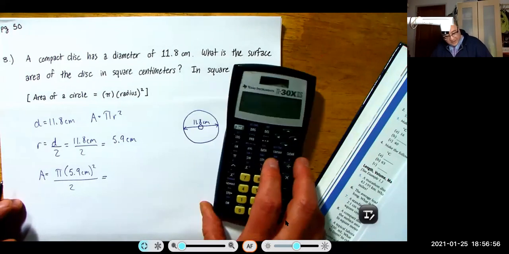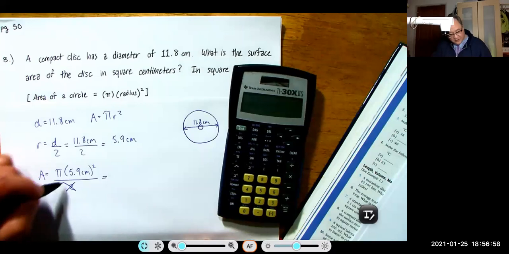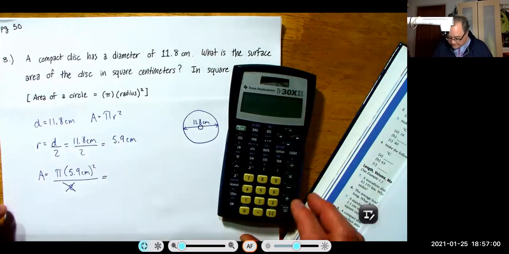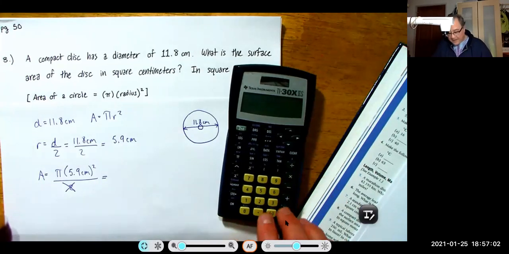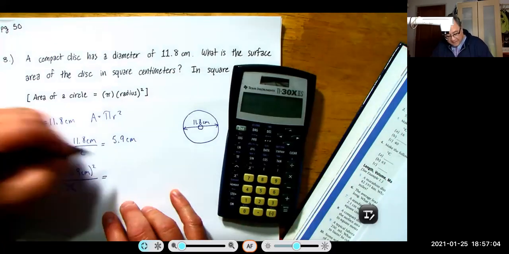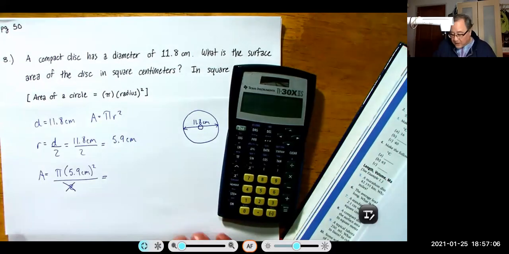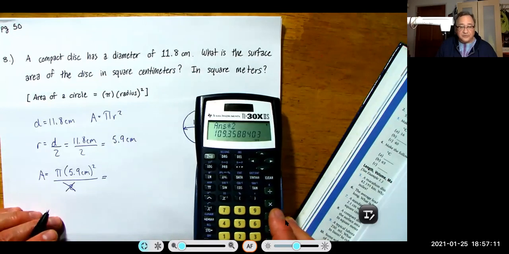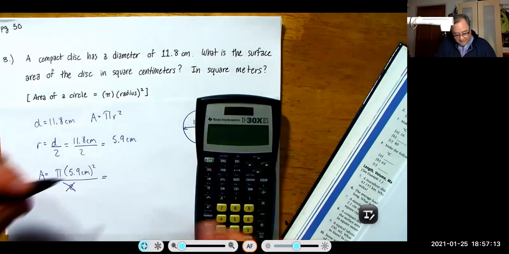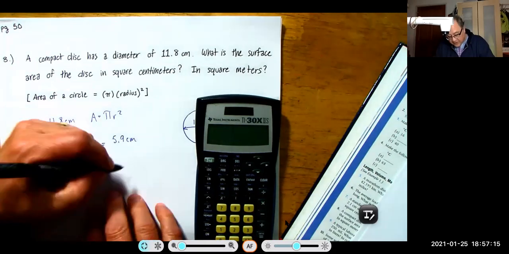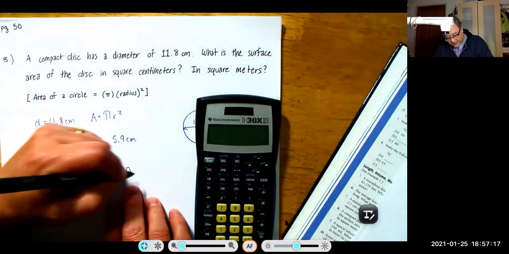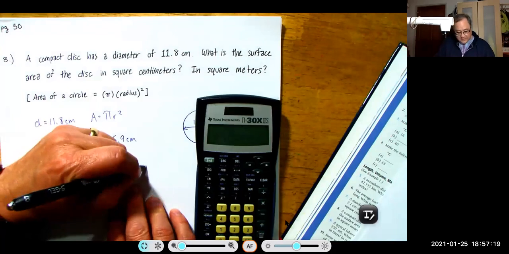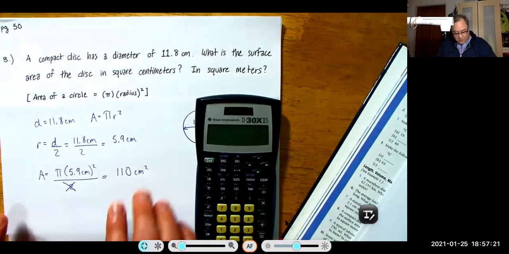Oh, I made a mistake. It's not divided by 2. I added the 2 for some reason or other. So I'm going to get rid of that. And my calculator tells me it's 109.35. So where should I round this to? And if that has 2 sig figs, the thought is I should round it to here. And what I've just shown you is wrong.